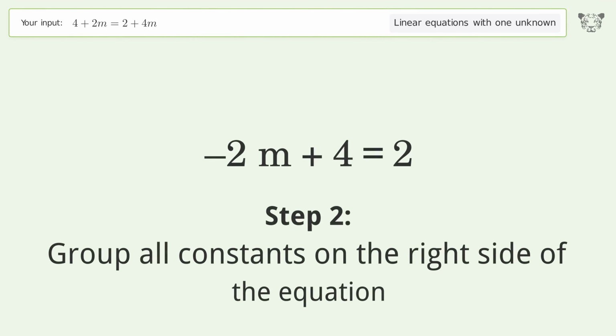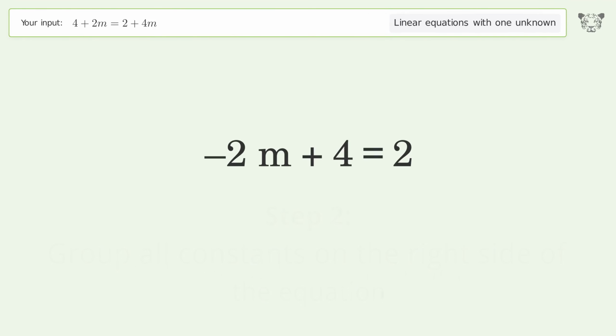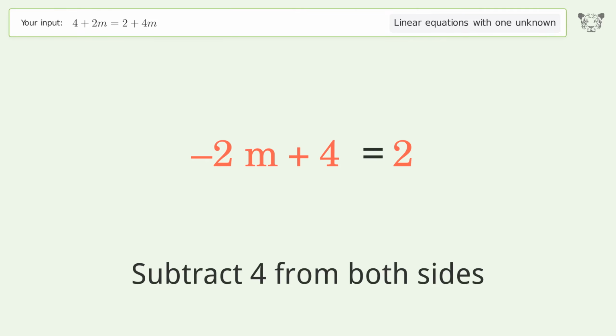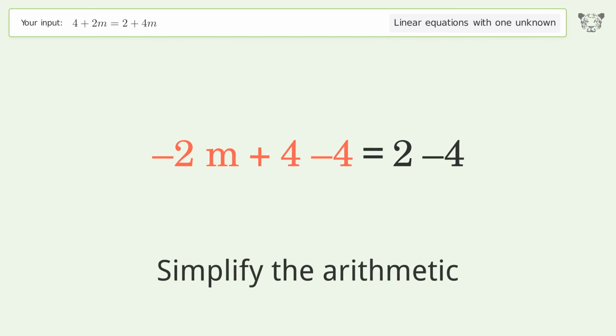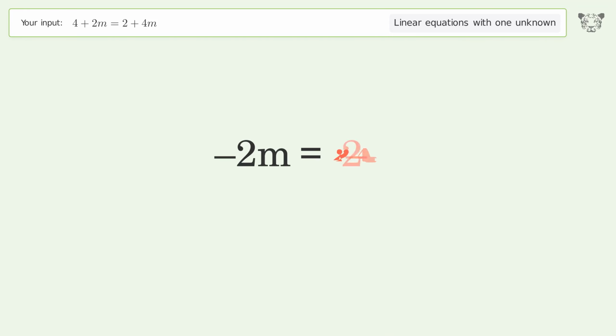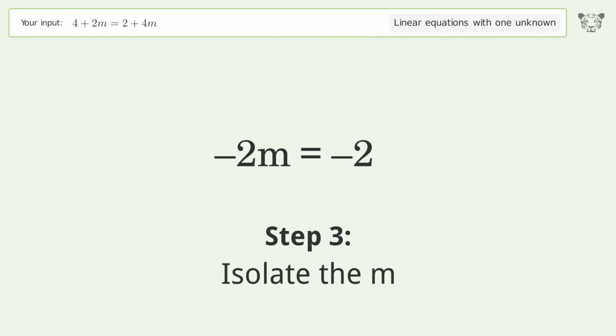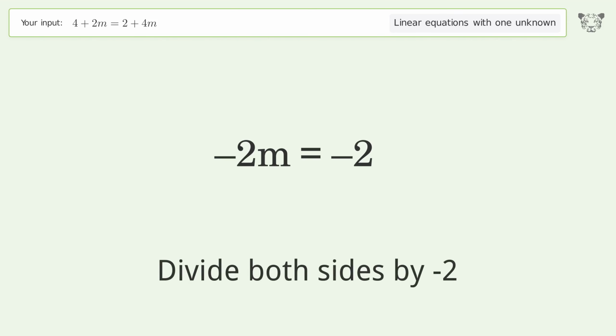Group all constants on the right side of the equation. Subtract 4 from both sides. Simplify the arithmetic. Isolate the m. Divide both sides by -2.